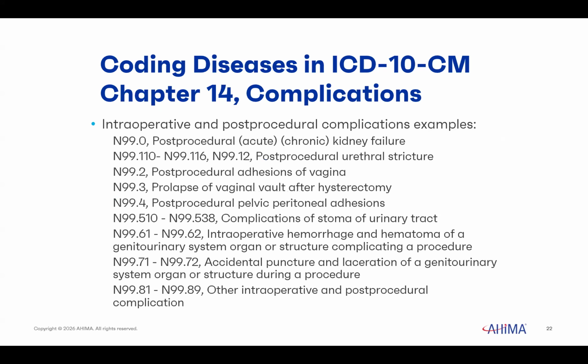And now the last slide, we have complications as we've had with other sections of the code book, right? We have post-procedural acute chronic kidney failure. The terms in the parentheses are, of course, non-essential modifiers. They don't change the code assignment, right? We have post-procedural adhesions and so on. Again, reading at a fine level of detail and looking at all the terms is critically important to get the correct code.